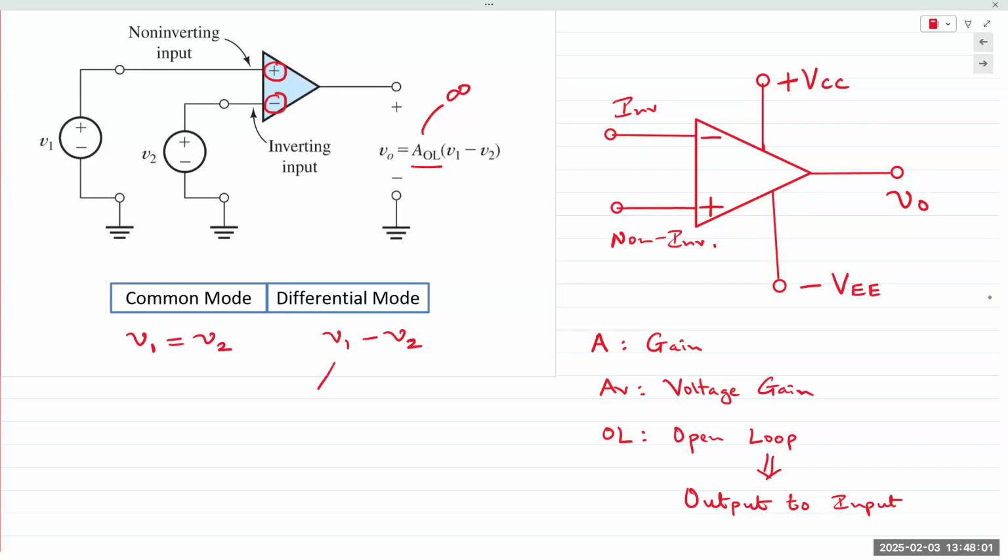Note that V1 and V2 is just notation. More importantly, it means non-inverting minus inverting. The differential mode means the non-inverting input minus the inverting input. And that difference will be amplified.